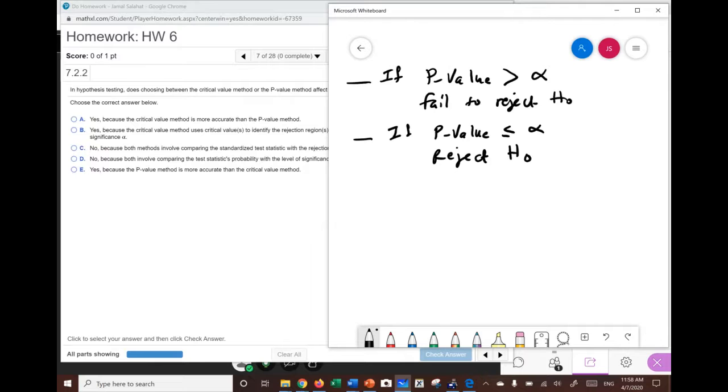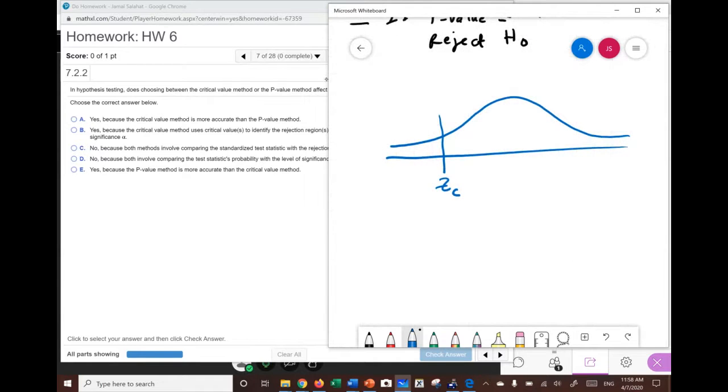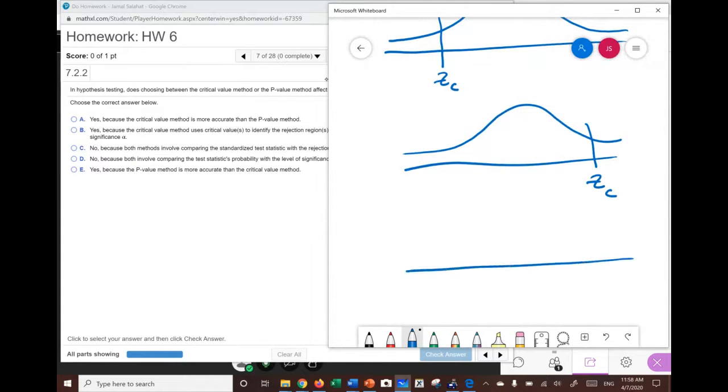Now there is another method, and that is called the critical values method. It works like this. Usually you will have a problem, and based on HA, you're going to end up with one tail, which is a left tail or right tail, or two tails. Let's say here we have one tail, a right tail. This is called Z critical. And if we have two tails, it's going to look like this, and you have a Z critical from the left and a Z critical from the right.